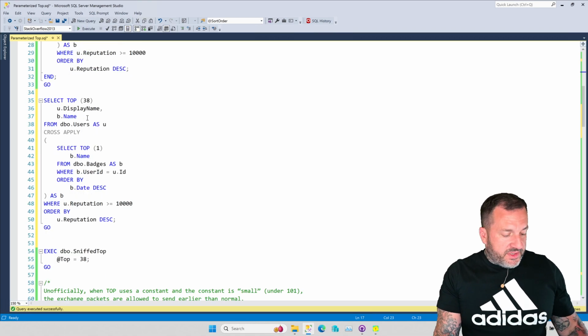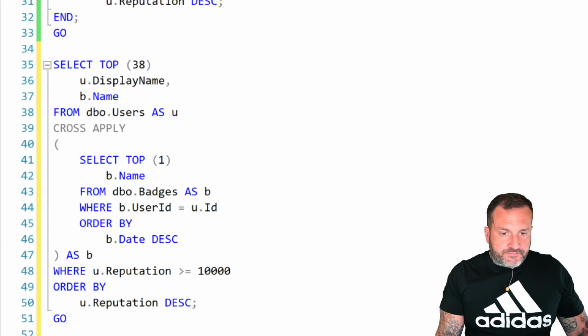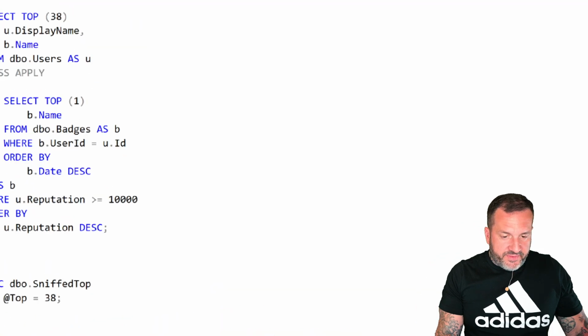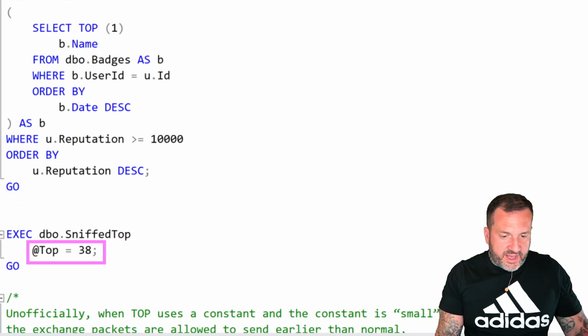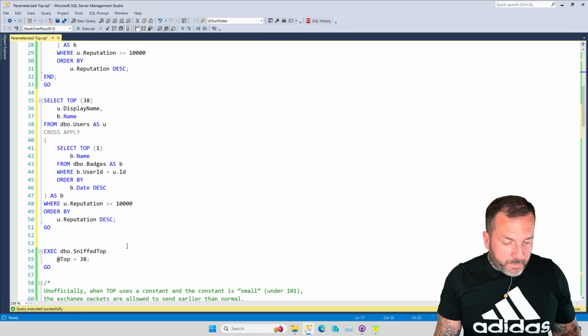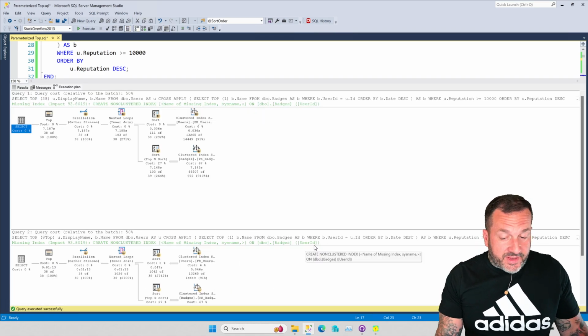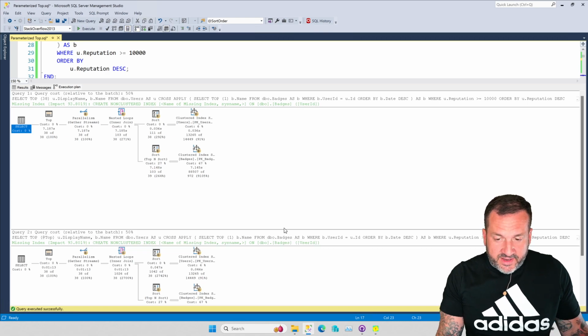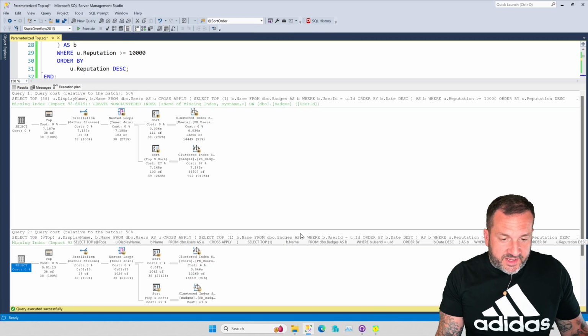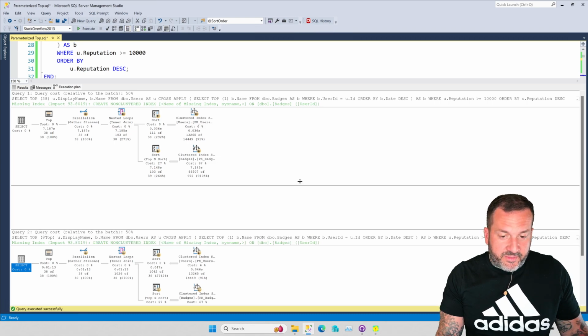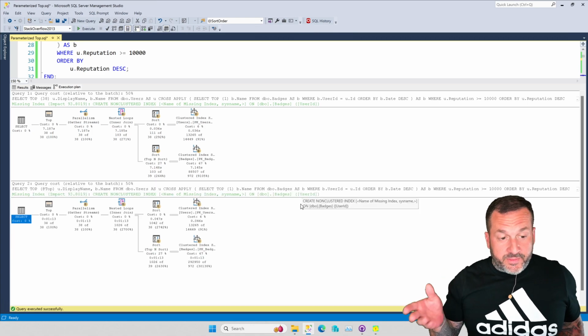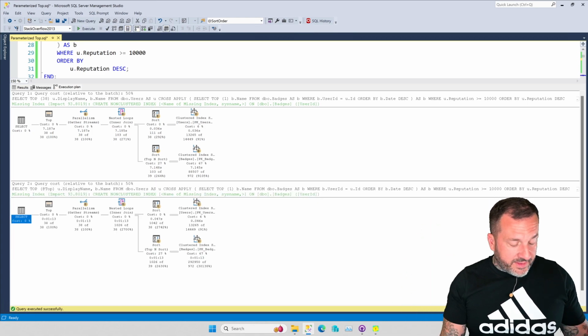We also have just the plainly written version with a literal value here for 38. And then we have the sniff top version here where we're saying @top equals 38. The query plans for these, well, I had to run these ahead of time because I don't want to stand here for a minute and 13 seconds waiting for this query to finish. Much like we're probably going to stand here for a minute and 13 seconds while I try to grab the right part of the query plan to mush things together.